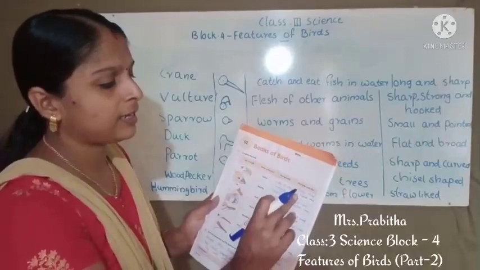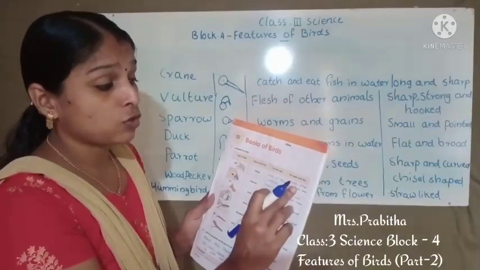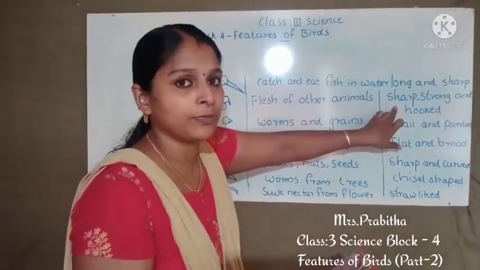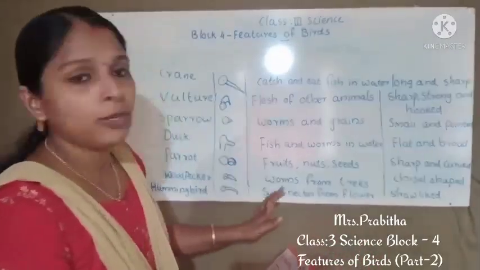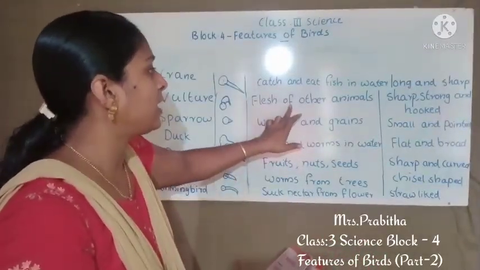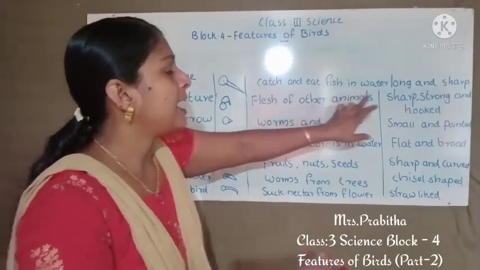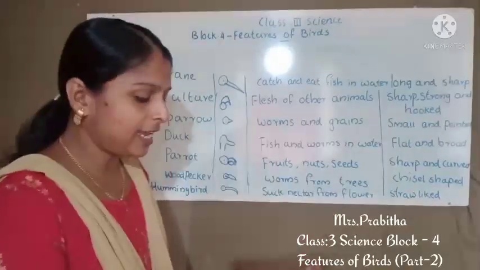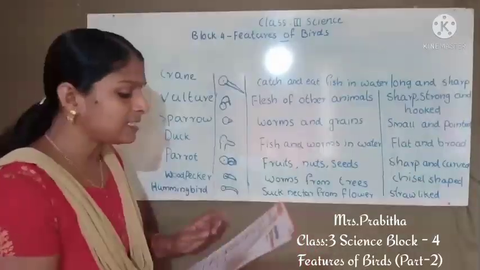So you have to write here sharp, strong, sharp and hooked beak. Next column. Okay, so two columns only you have to complete. First column you have to write flesh of other animals and second column sharp, strong and hooked beak. Okay. Then second question, it is sparrow.